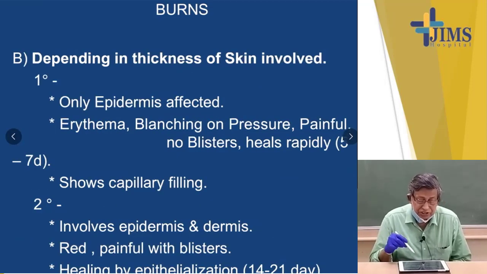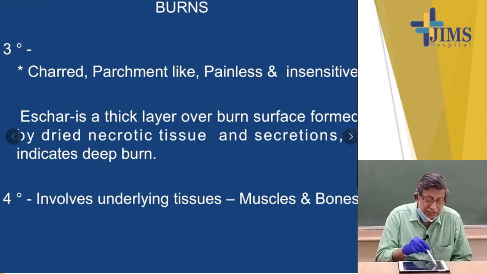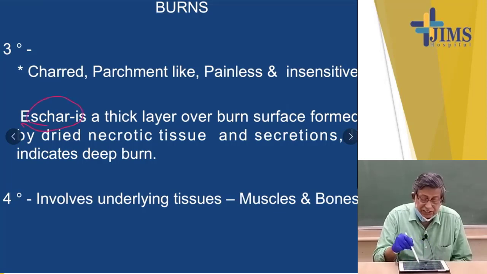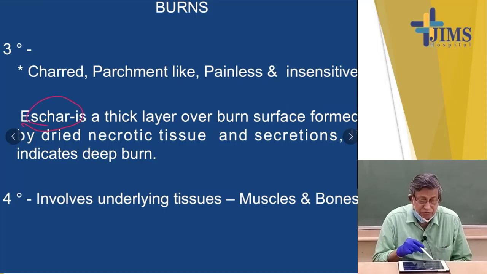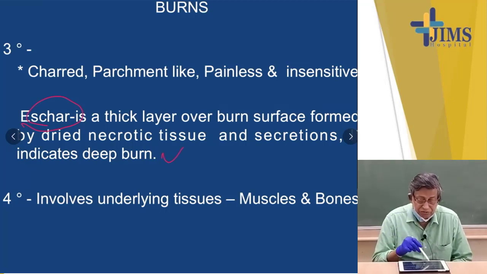Now, depending on the thickness of skin involved: first degree, only the epidermis is affected; second degree involves epidermis and dermis; third degree is charred, parchment-like, painless, insensitive, and there is eschar formation. What is eschar? This is a common oral question. Eschar is a thick layer over the burn surface formed by dried necrotic tissue and secretions, and it indicates a deep burn. Fourth degree involves underlying tissue, that is muscles and bones.